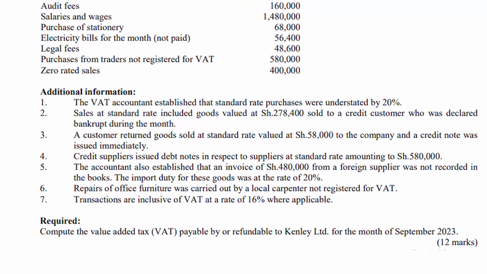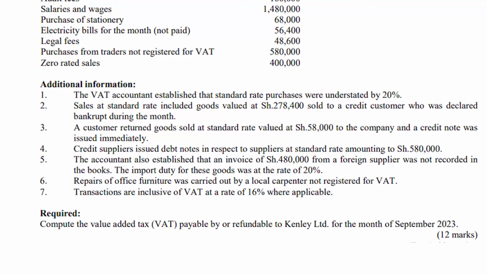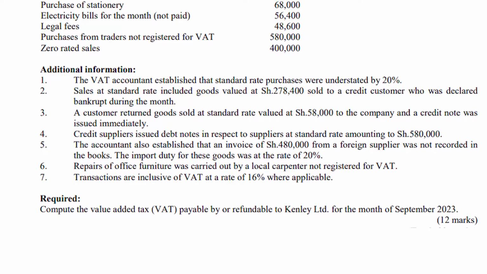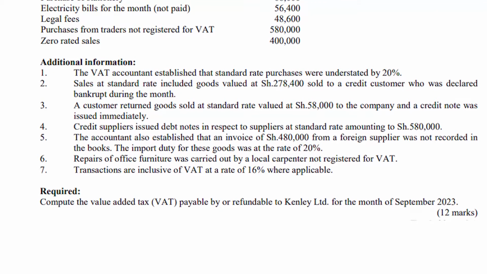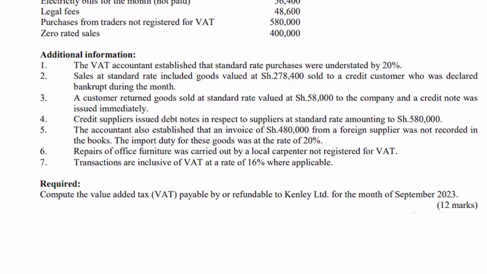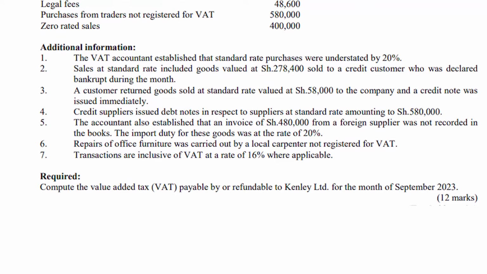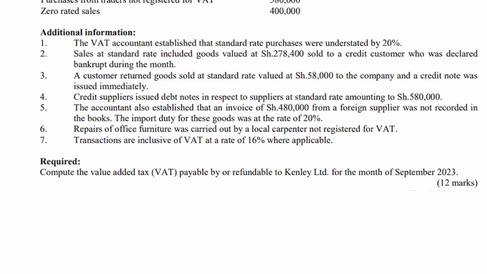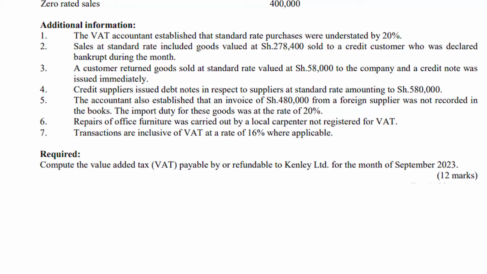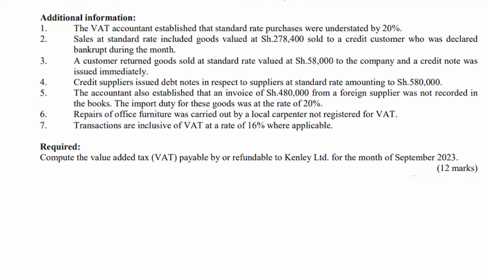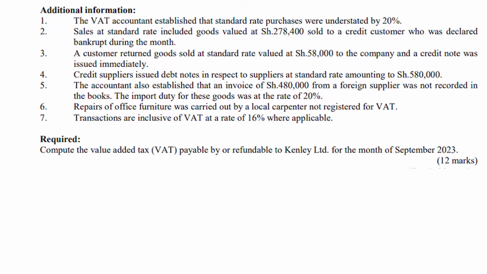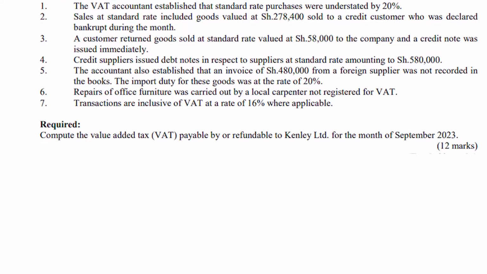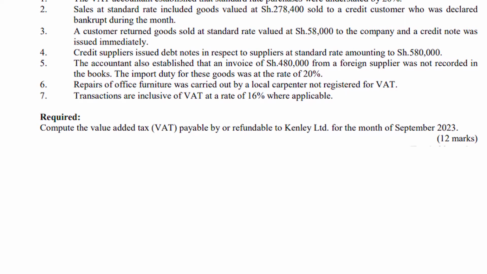Additional information number 4, credit suppliers issued a debit note in respect to suppliers at a standard rate amounting to 580,000. Then you're being told that the accountant also established that an invoice of 480 from foreign supplier was not recorded in the books. The import duty for these goods was at the rate of 20%. Then repairs of furniture was carried out by a local carpenter not registered for VAT.